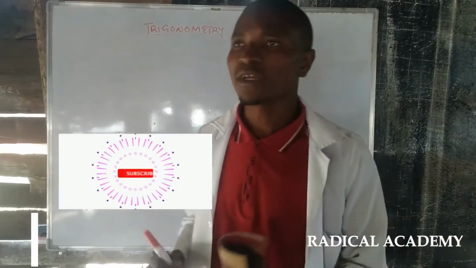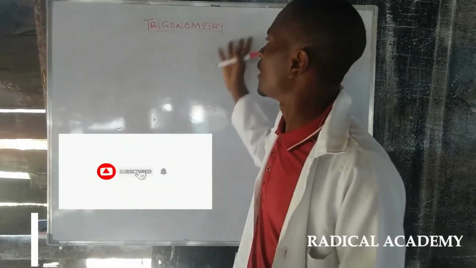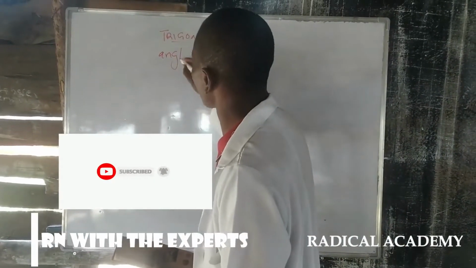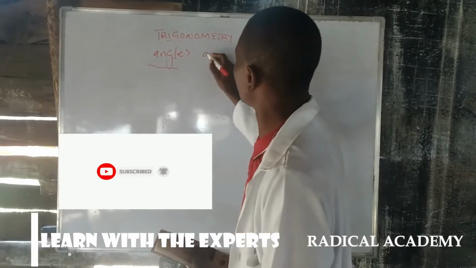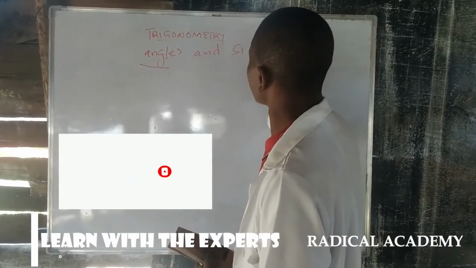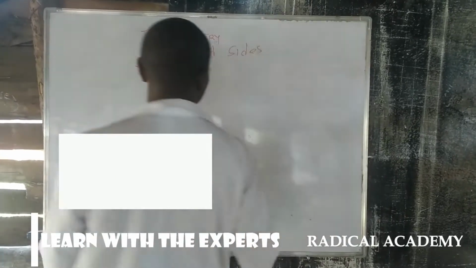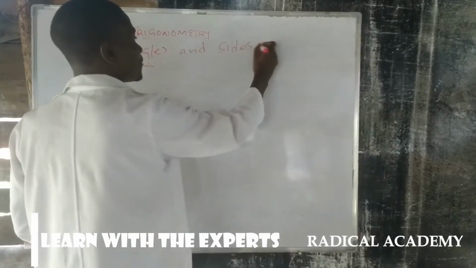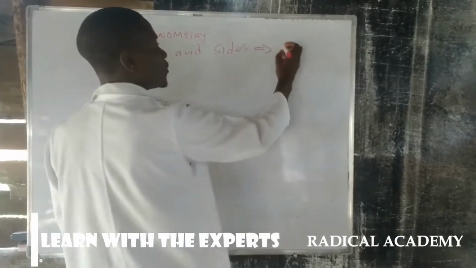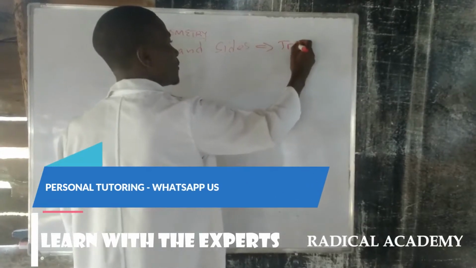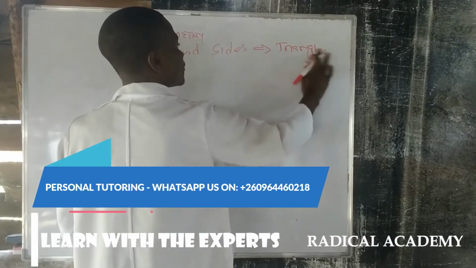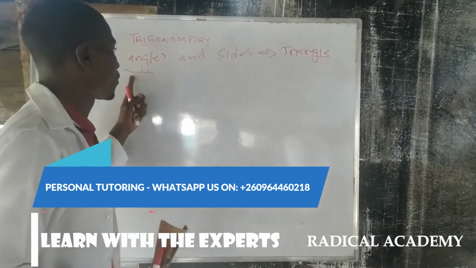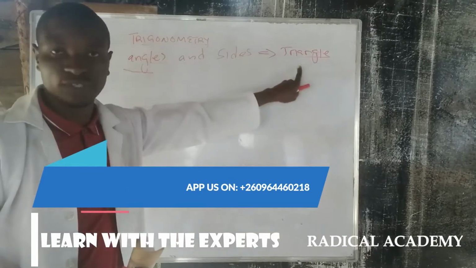So trigonometry is simply a topic that deals with angles and also sides, which in total means you are dealing with a triangle. So trigonometry is a topic which concerns angles and the sides of a triangle.